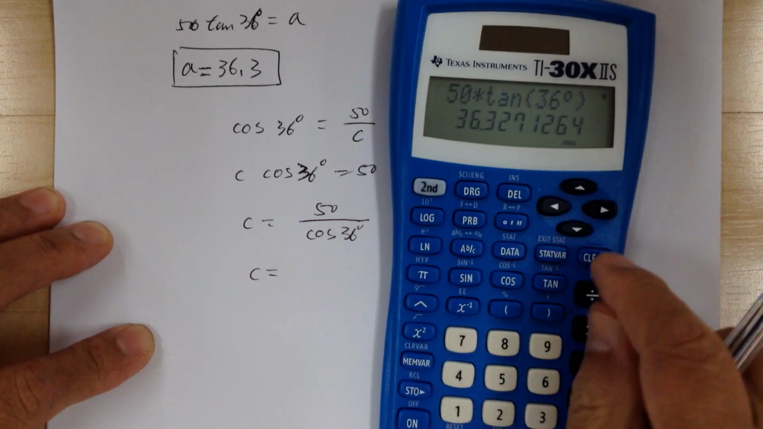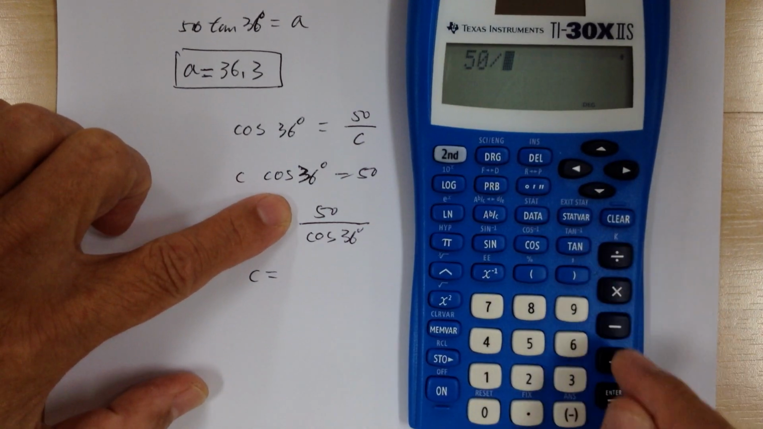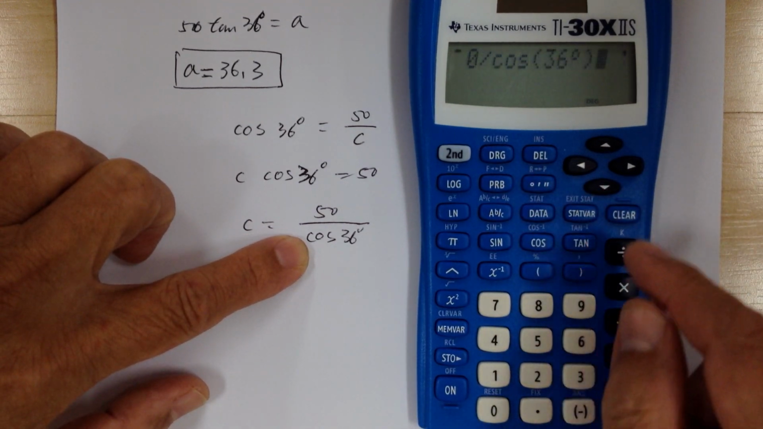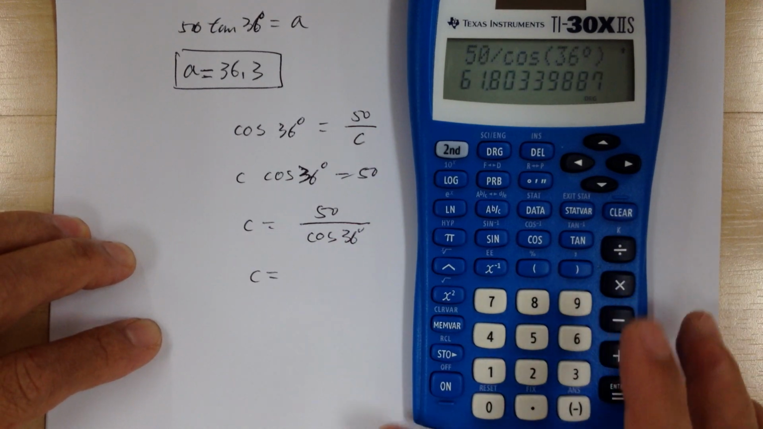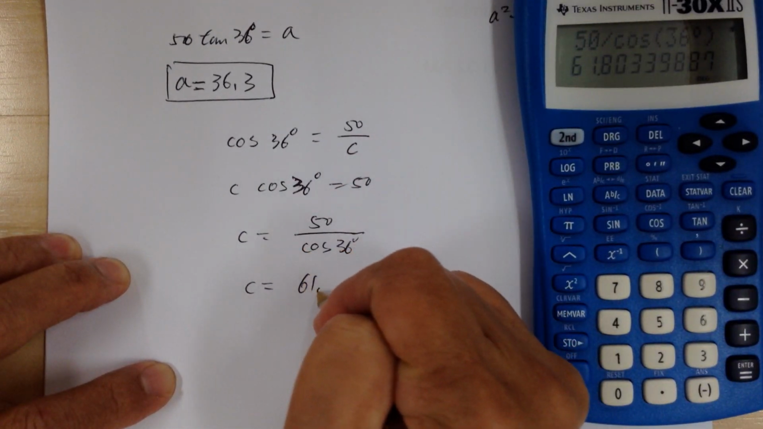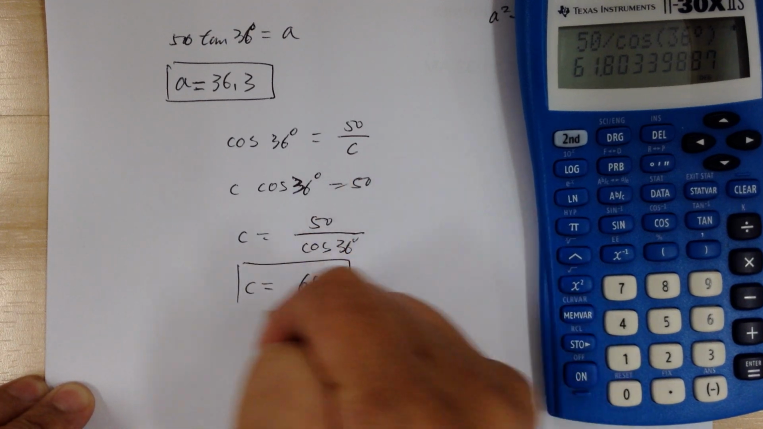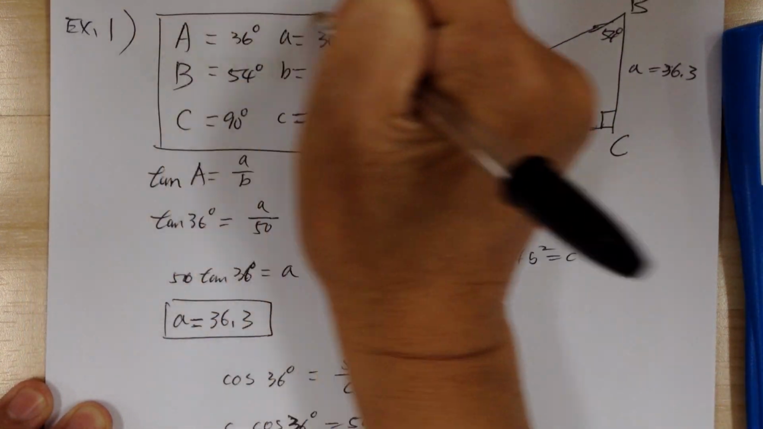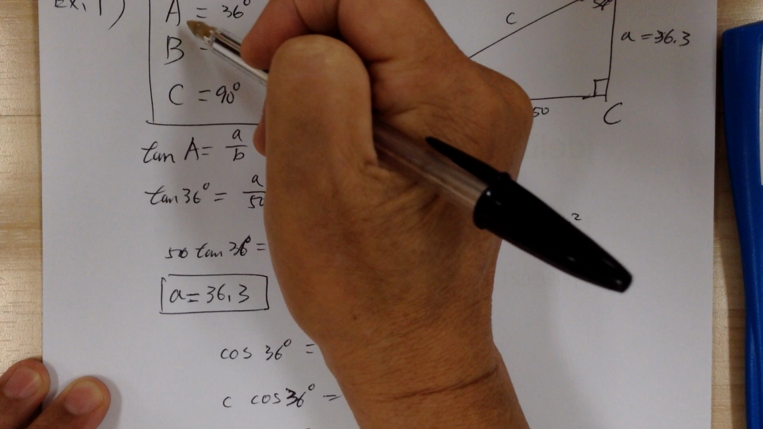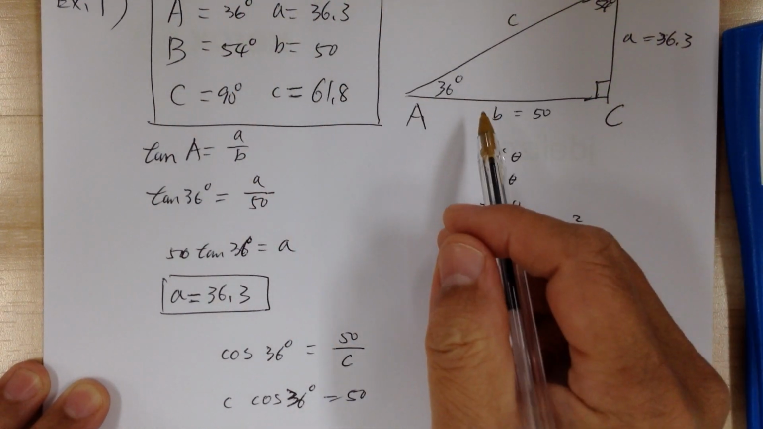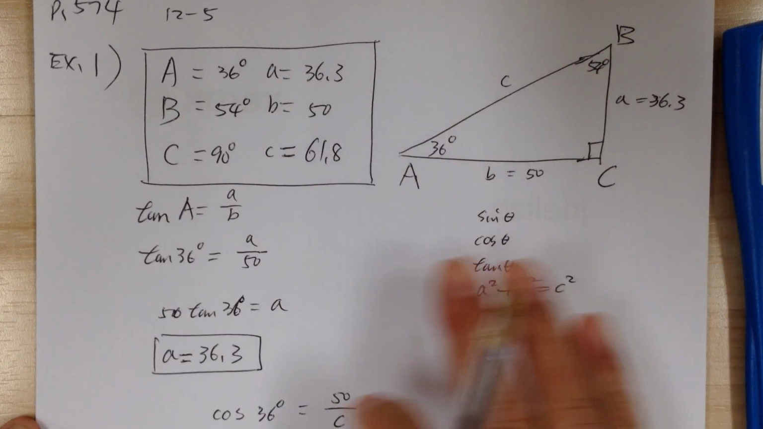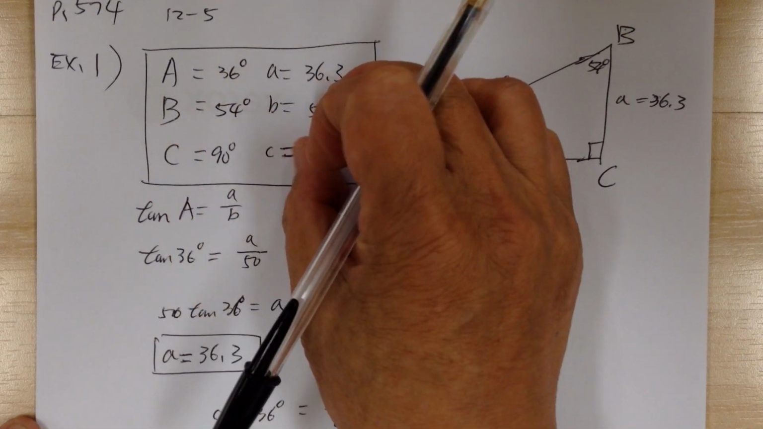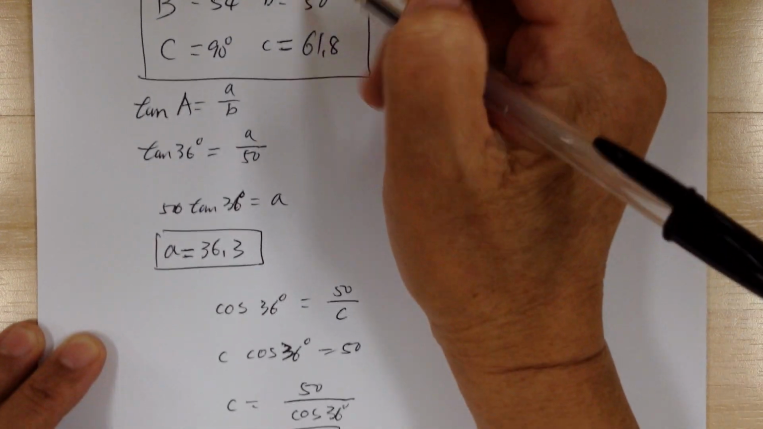So you can get your calculator. You go 50 divided by cosine of 36 degrees, and then push equal. So c is equal to 61.8. Then you put it right over here, so that way you get everything all together. Make sure you got the angles A, B, C and the sides a, b, c. If you don't keep things organized and scatter them all over the place, you might miss something. By putting everything together, you can see clearly that you got everything.